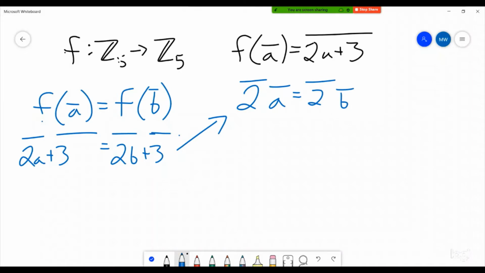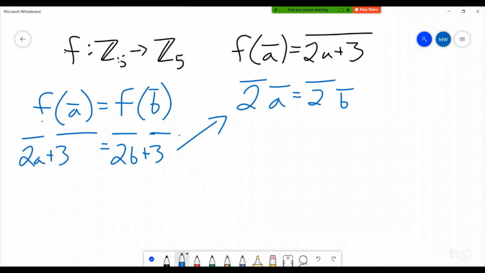And here we might want to try and just divide by 2. The problem is division is not allowed in the integers mod n. You are not allowed to divide by anything. You're able to add, you're able to subtract, and you're able to multiply, but you're not allowed to divide because sometimes it doesn't work out.